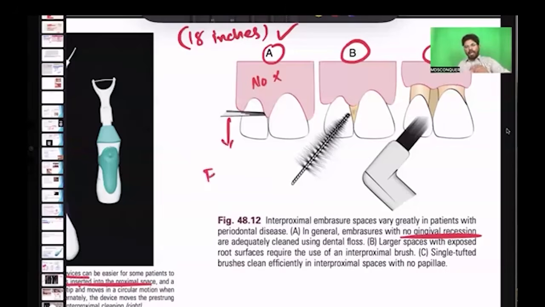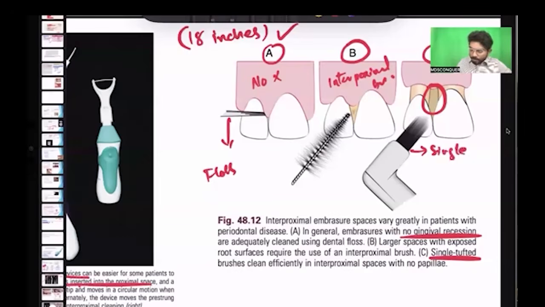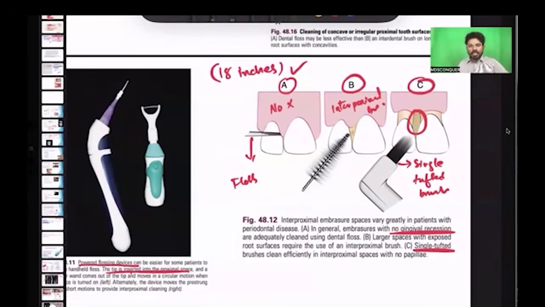Type 1 or type A embrasure, what is the mode of cleaning? Answer is floss. Type B, where there is exposure of root surface, the mode of cleaning is the interproximal brush. Type C, no interdental papillae, the type of cleaning aid is the single tufted brush. Clear, guys? Type of embrasures and their cleaning aids.